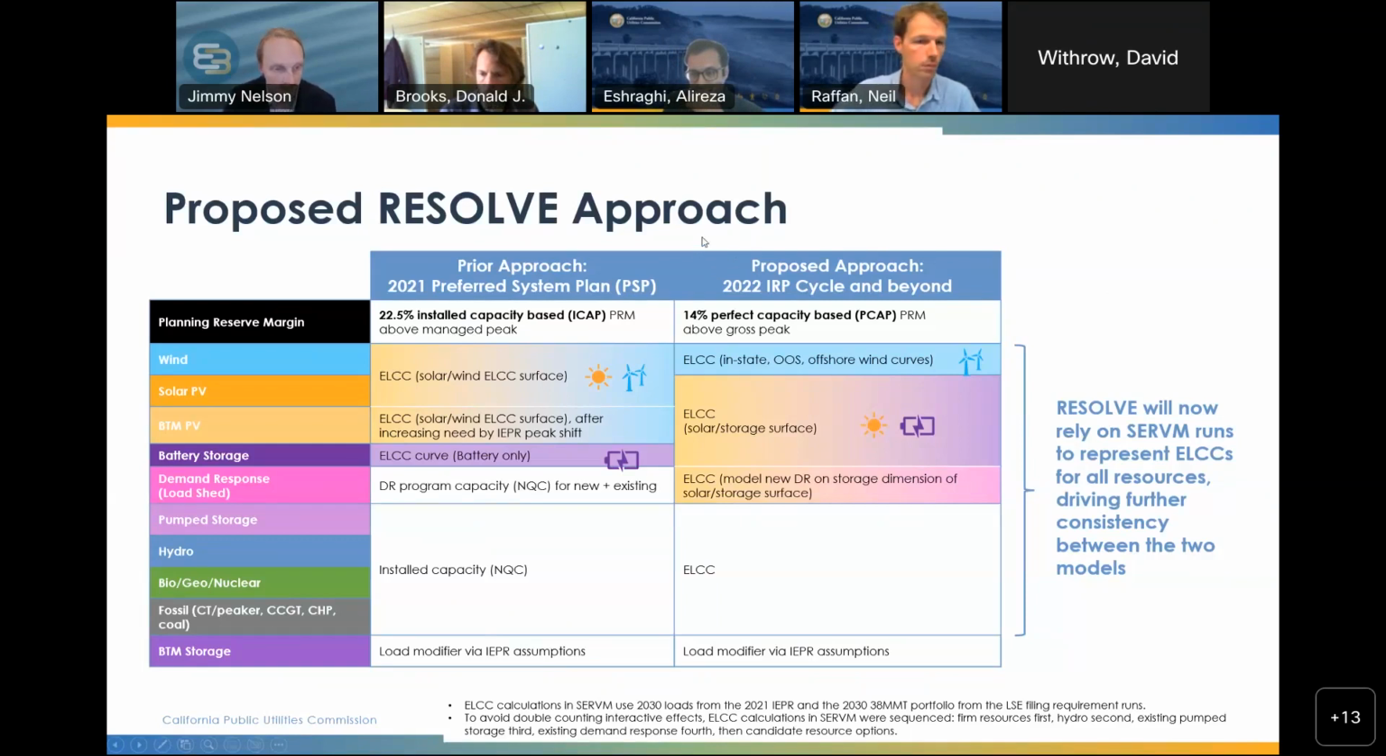And batteries used to be represented on a one-dimensional ELCC curve, where their capacity contribution only depended on how many megawatts of batteries were installed. Now their capacity contribution will be codependent with the amount of solar on the system. And then we're also proposing to move to 3 separate ELCC curves for in-state, out-of-state, and offshore wind. And finally, the proposal is to update pumped storage, hydro, biomass, geothermal, nuclear, and gas plant accounting to be based on ELCCs or perfect capacity equivalence from SERVM. Next slide.